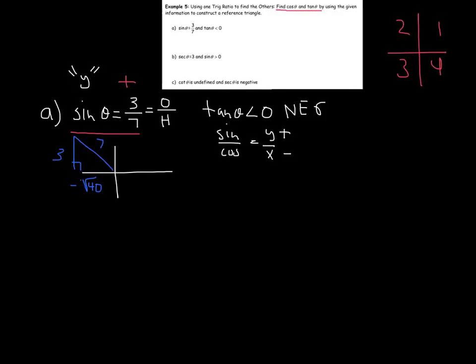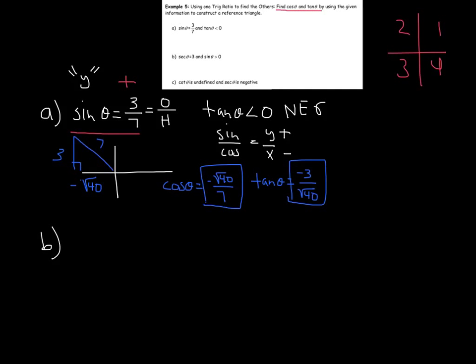So we want to find the cosine of theta and the tangent of theta. Cosine of theta is going to be your adjacent side over your hypotenuse. Tangent of theta is going to be opposite over your adjacent. And because it doesn't matter where the negative is going, I'm going to put it up there. And those are your answers for letter A. Okay? Letter B.